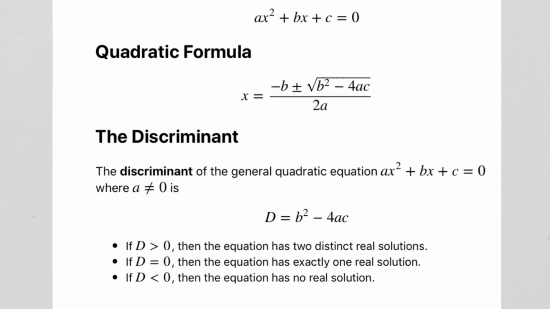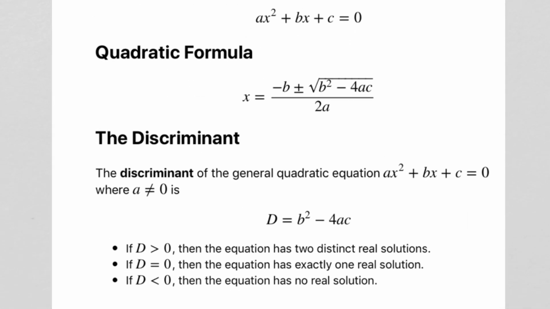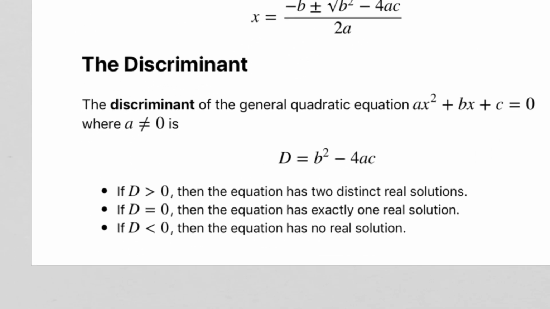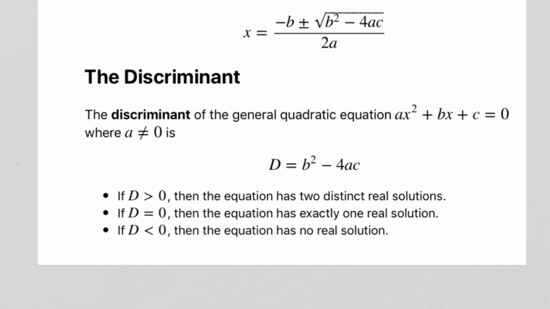The discriminant of the general quadratic equation ax squared plus bx plus c: when I just take b squared minus 4ac and I solve for it, if d is greater than 0, then the equation has two distinct real solutions. If d is equal to 0, then the equation has exactly one solution. If d is less than 0, then the equation has no real solution.